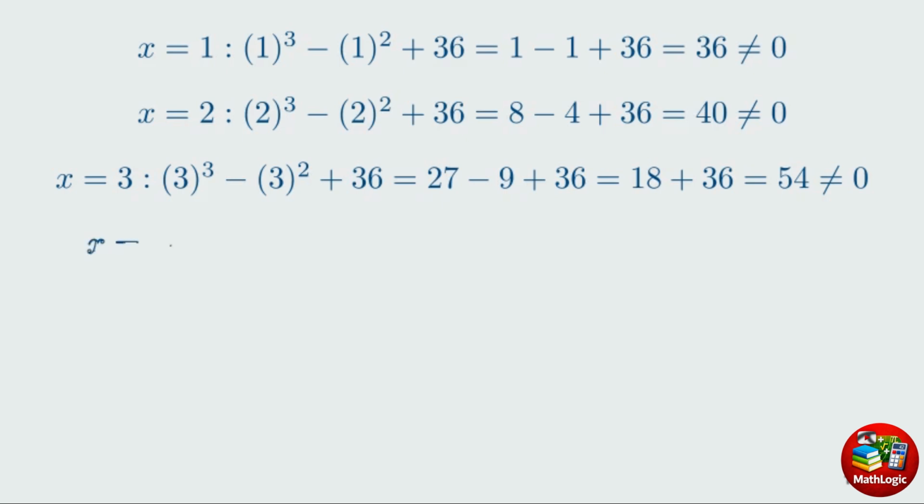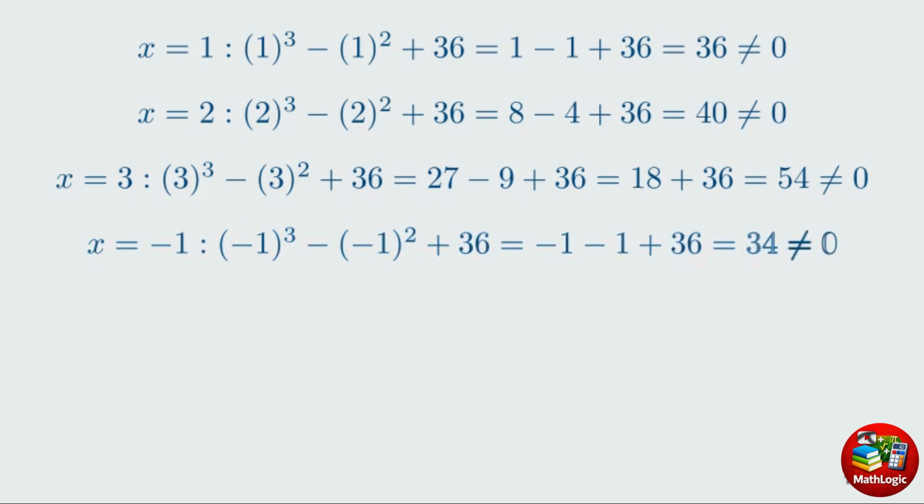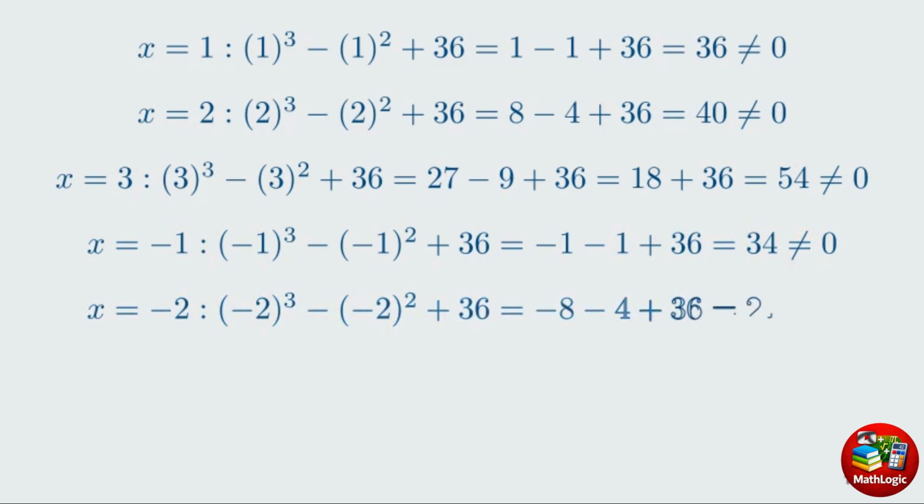Let's try x equals -1. Plugging it in, we get (-1) cubed minus (-1) squared plus 36. This is -1 minus 1 plus 36. This simplifies to -2 plus 36, which is 34, not a root. Let's try x equals -2. We have (-2) cubed minus (-2) squared plus 36. That's -8 minus 4 plus 36. This is -12 plus 36, which equals 24.